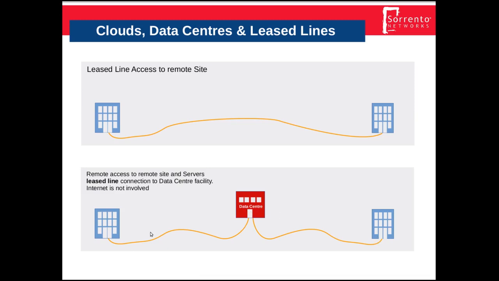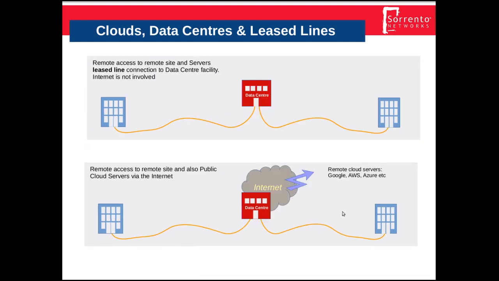So that's two leased lines connecting together via a data center, or two buildings being connected together directly as you wish, and the difference is a very small one. Remote access to a leased line facility, to a data center facility, does not require an internet connection. However, if you also want an internet connection, that doesn't preclude you from having an internet connection as well.